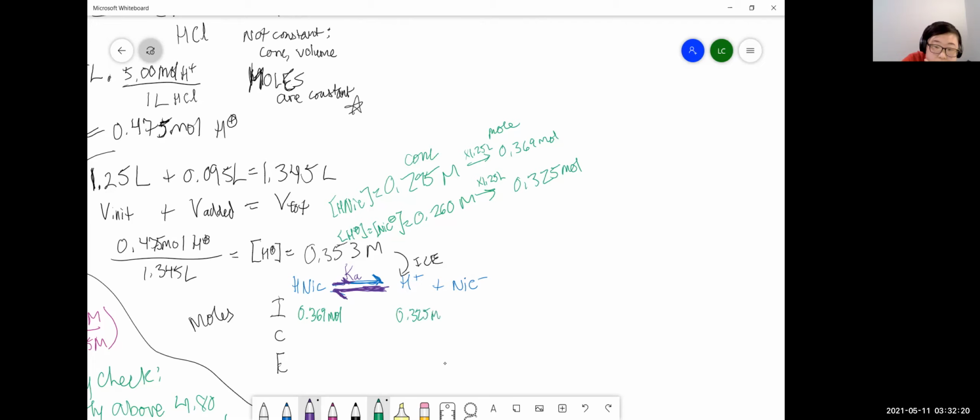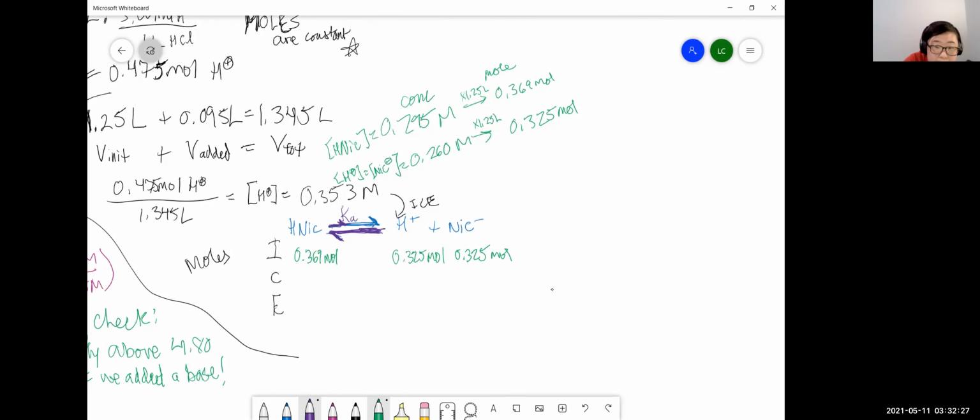Again, we're using Le Chatelier's principle, and as we said earlier, like the acid case, we're adding more H+. So this guy goes up, so you just need to shift left. And so you're going to subtract out 0.475, and you're adding 0.475 molar here.